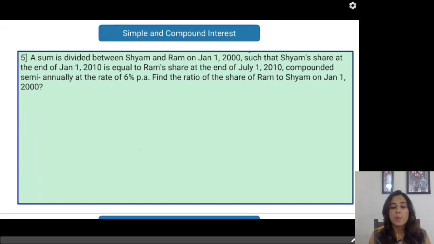A sum is divided between Shyam and Ram on Jan 1, 2000, such that Shyam's share at the end of Jan 1, 2010 is equal to Ram's share at the end of July 1, 2010, compounded semi-annually at the rate of 6% per annum. Find the ratio of Ram to Shyam. Guys, your time starts now.